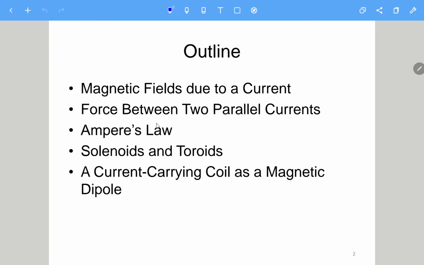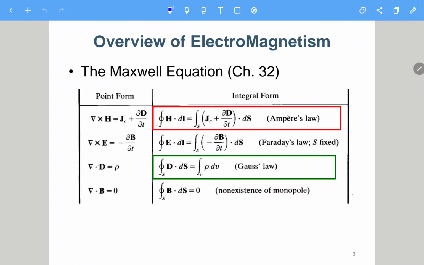Then we will talk about Ampere's law. Ampere's law is the second law in the Maxwell equations we covered. And then we'll talk about the solenoid, toroid, and then a current coil as a magnetic dipole. So this is just an overview of the Maxwell equations.